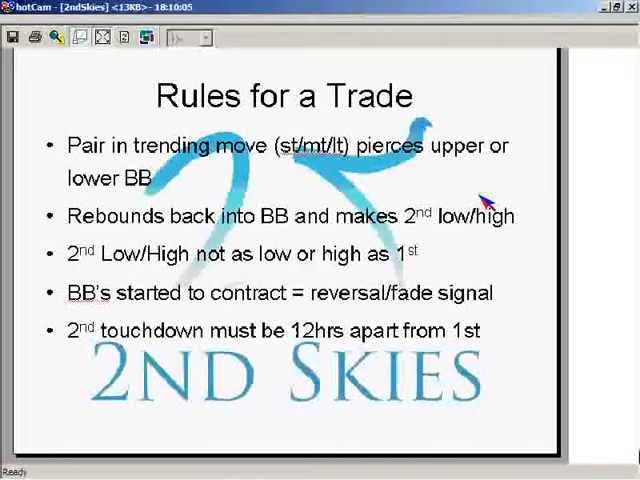So the first is, for a trending move or a clear directional move, whether it's short-term, medium-term, or long-term, what you're first looking for is a move that really pierces the upper Bollinger Band if it's moving up, or the lower Bollinger Band if it's moving down. And so you're really looking for something that not only pierces it to trade outside of it, but hopefully has 2 or 3 or 4 candles or several candles outside of the Bollinger Bands.